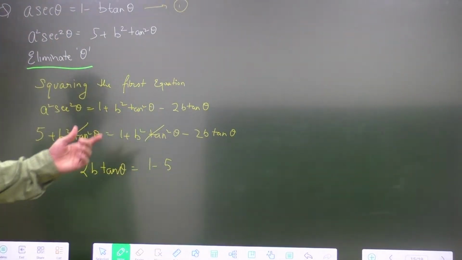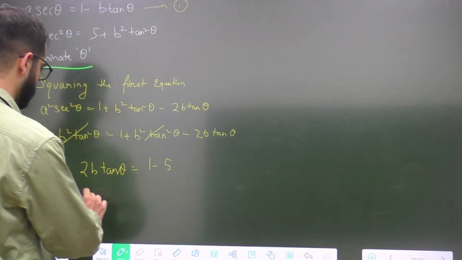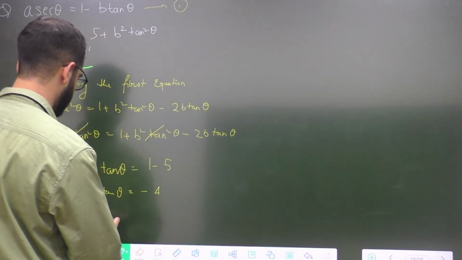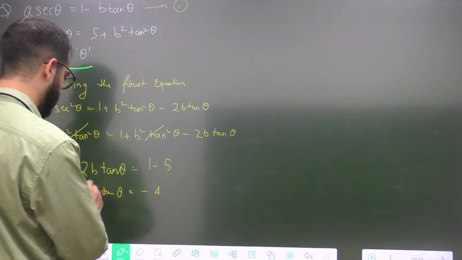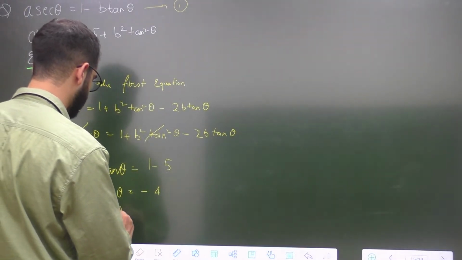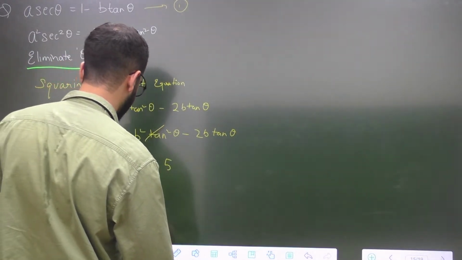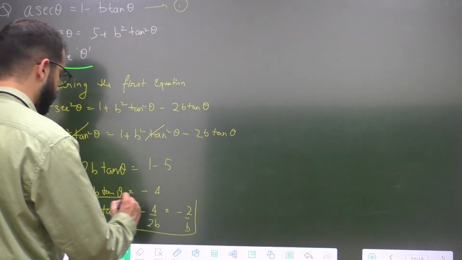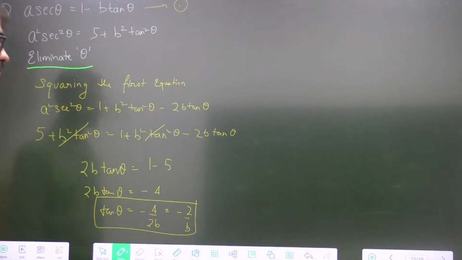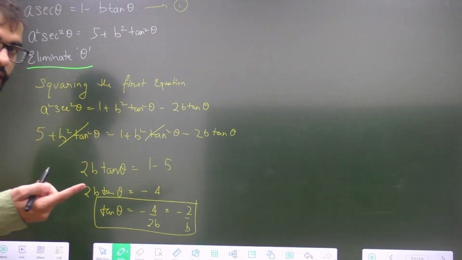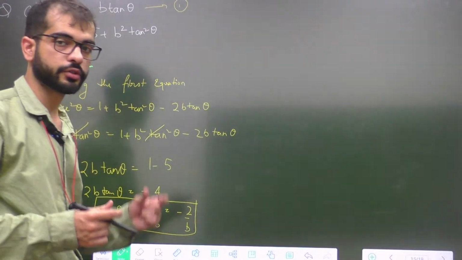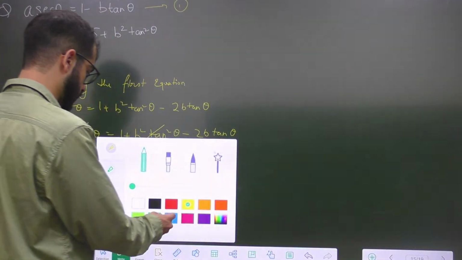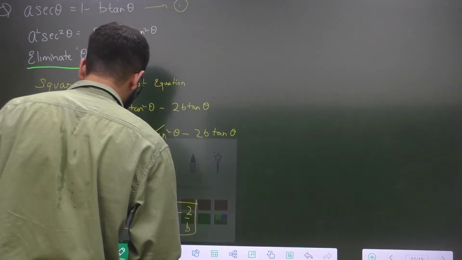I am having this term over here, 2b tan theta is equal to 1 minus 5. So 2b tan theta is equal to minus 4. I'll bring this entire thing down. So tan theta equals minus 4 upon 2b, tan theta equals minus 2 upon b. Now this is the value of tan theta. Tan theta equals minus 2 upon b. Since I have to eliminate theta, I can use this value to substitute in terms of b in place of terms of theta. I'll just change the color so that it is better visible.